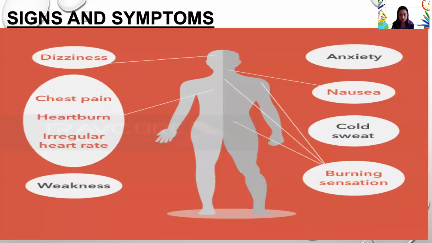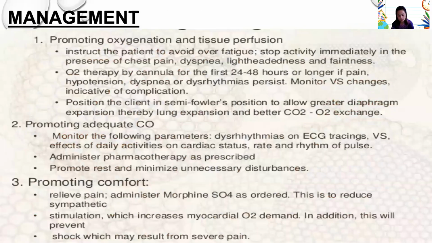Nakakadagdag din siya. So, anong signs and symptoms na meron kang coronary artery disease? Dizziness, anxiety, nausea, chest pain, heartburn, irregular heart rate, weakness, burning sensation. So, paano natin to gagamutin? Promoting oxygen and tissue perfusion. So, first is, instruct the patient to avoid over-fatigue. Oxygen therapy by cannula for the first 24 to 48 hours. Position the patient into semi-Fowler's kasi nga hirap siya huminga. So, i-position mo siya nang mas makakahinga siya.